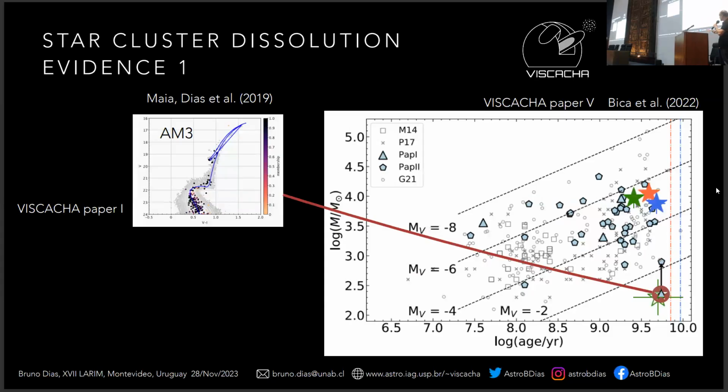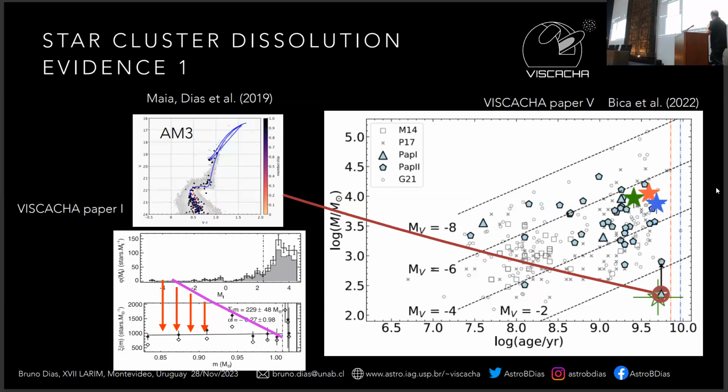In our first paper, that was 2019, we found one cluster that was 5-6 billion years old and very low mass. And here's the mass function, right? So here's the high mass part, and this is the low mass part. And it's missing a lot after correcting for completeness. It's missing a lot of low mass stars. So we believe that this cluster, we caught it under dissolution right now.